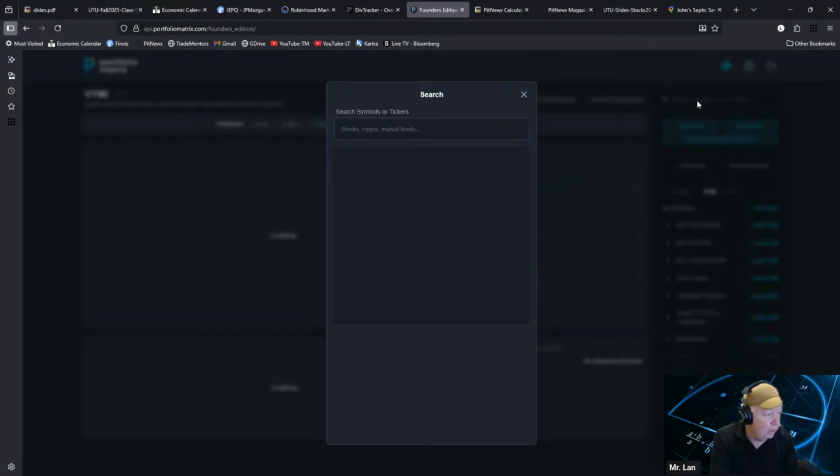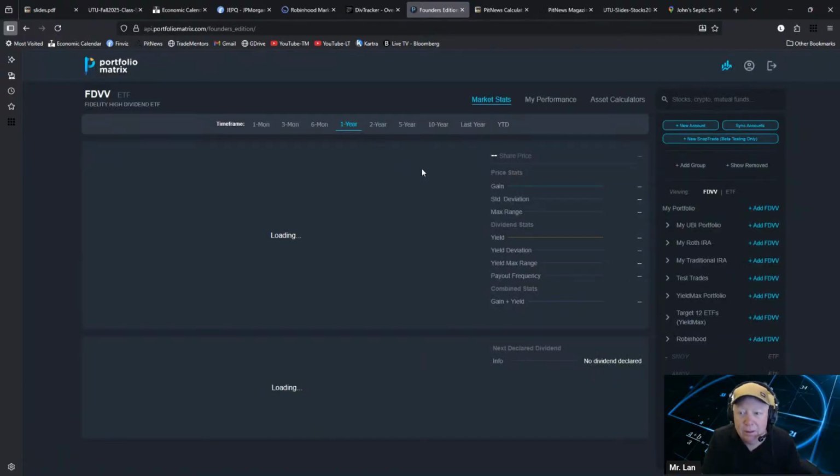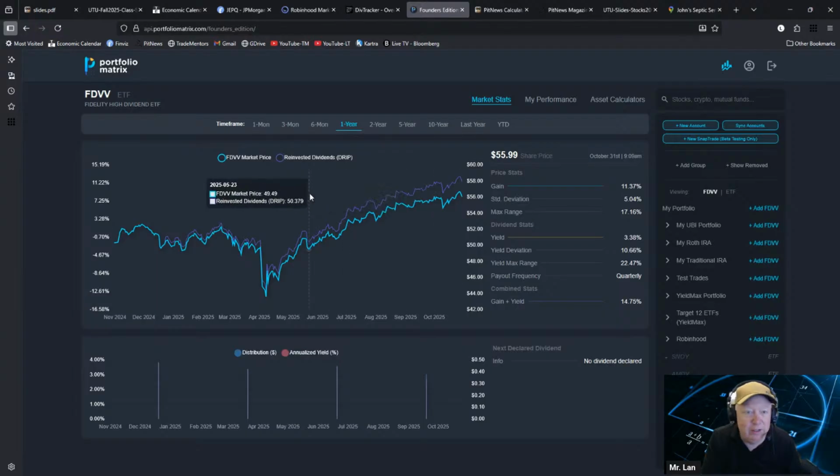Let's look at FDVV. Okay, FDVV is coming up. Fidelity, they got a gain of 11%. Just their gain alone is above 10. That's good, right? And then we got yield is at 3.38. That's good. Look at that, a gain of 14.75. That's our biggest one, isn't it? FDVV. That's our biggest one.